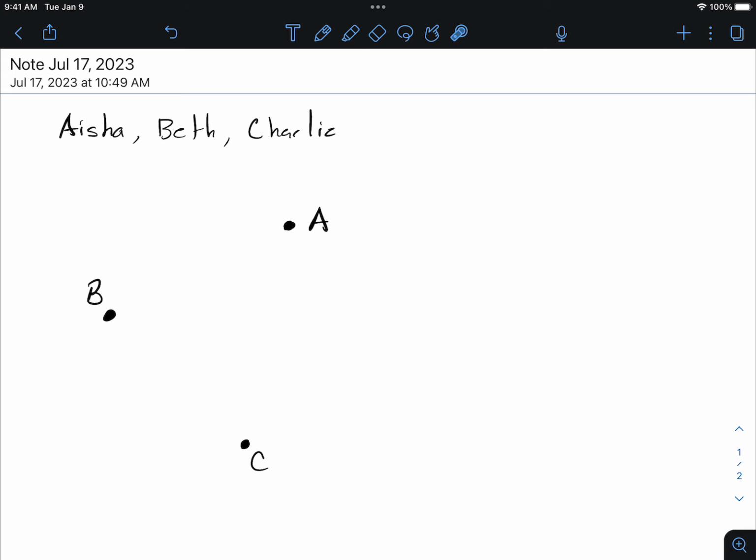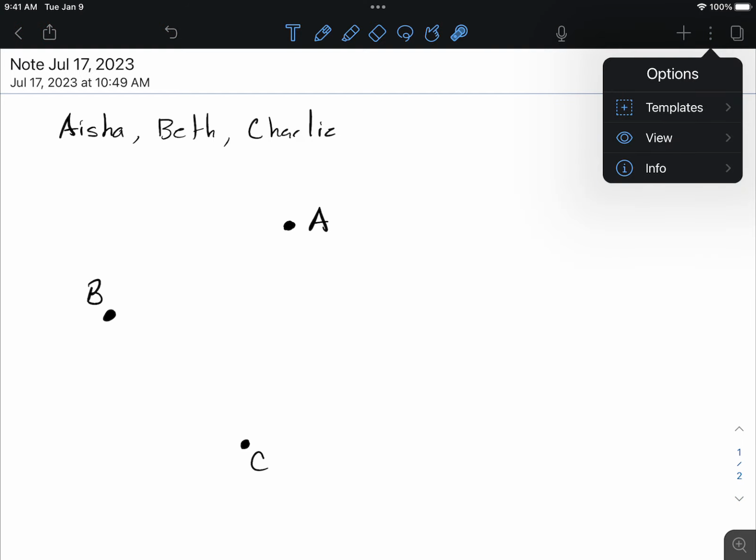So suppose I want to describe the location of my three friends, Aisha, Beth, and Charlie. And you can see that if there's nothing else happening, it's actually quite hard to describe their locations. So to fix that, what we do is we define a coordinate system, and that just means that we'll lay down a grid. So let's go ahead and lay down a grid.